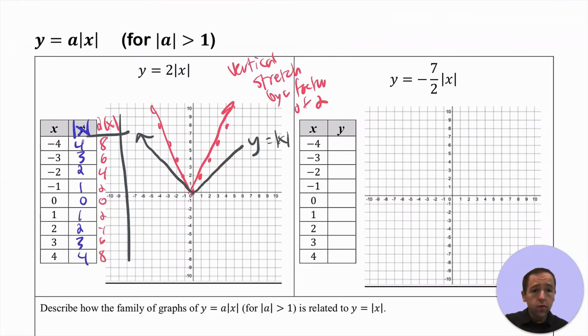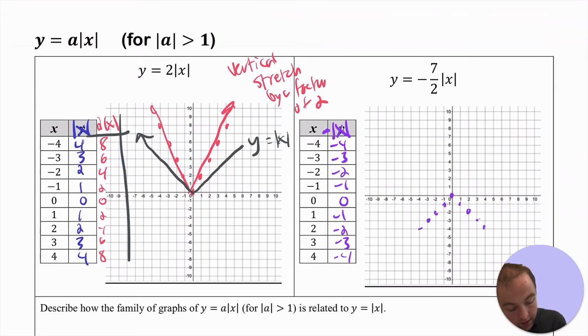So if we were to transition over to y equals negative 7/2, basically the same thing's going to happen, but what you're going to notice is that if you multiply by a negative, then if I make a column here first for just negative of the absolute value of x, you actually get all negative y values, well, except for that 0 right there would kind of be the only exception. But what that's going to do is really it's just going to flip your V shape, go upside down.